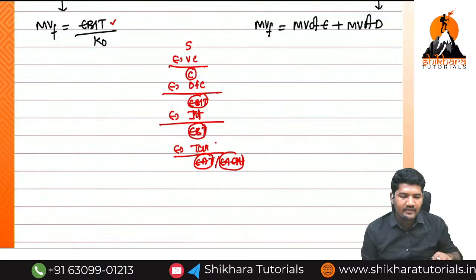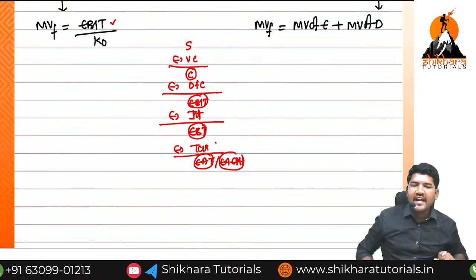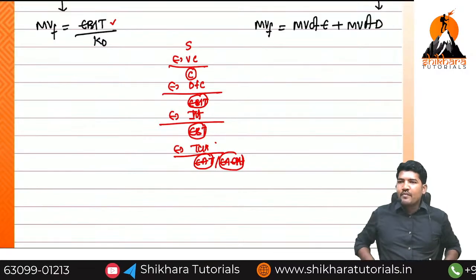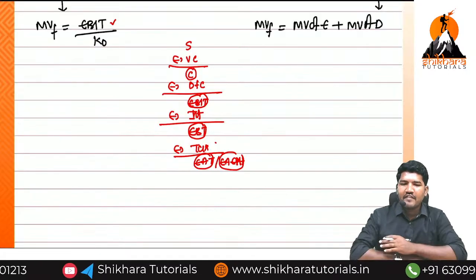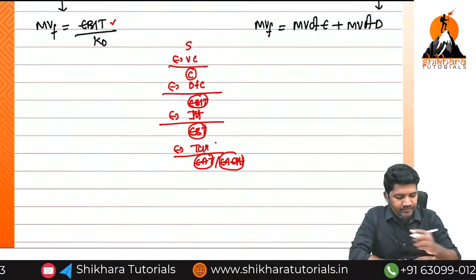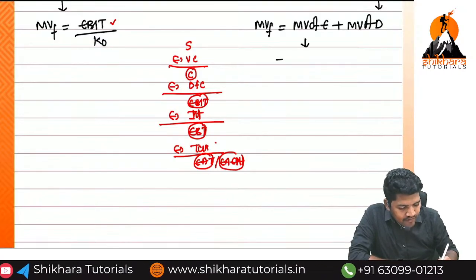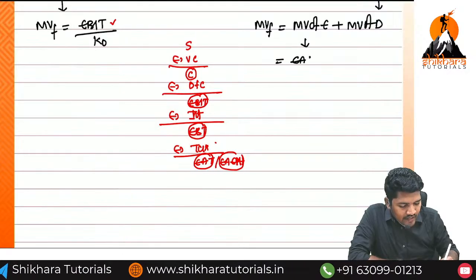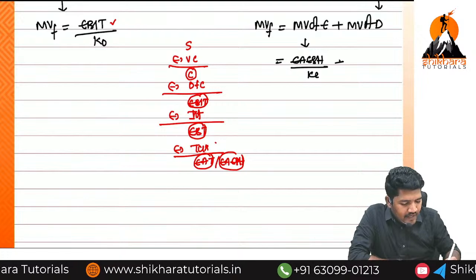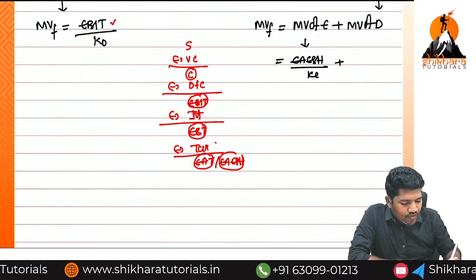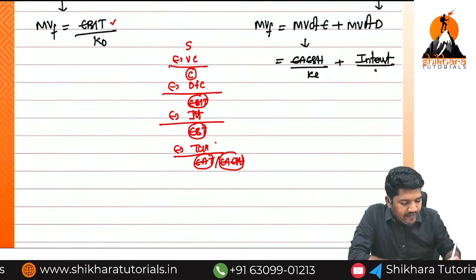Next, sir. If there is no EBIT information or no KO information, you need to use the alternative: market value of equity plus market value of debt. The market value of equity equals EAESH divided by KE, plus market value of debt equals interest divided by KD.